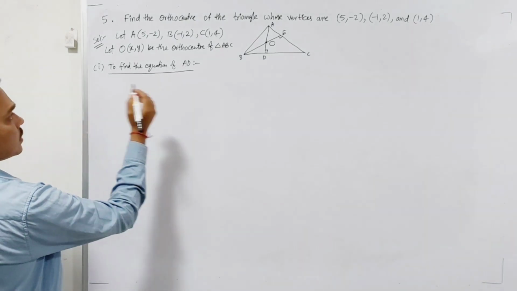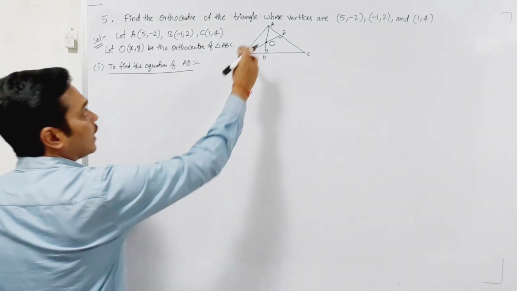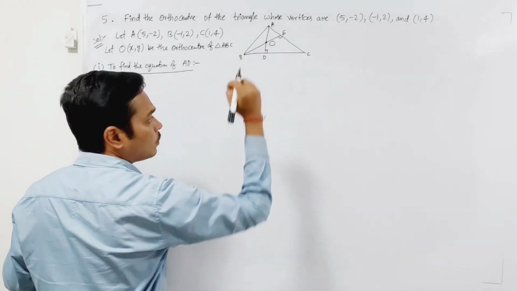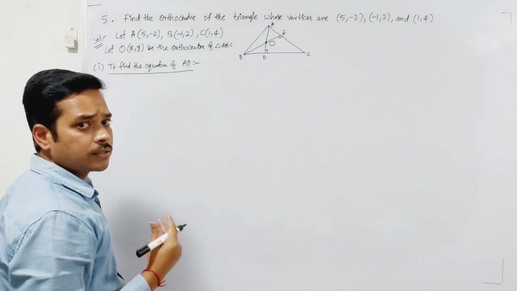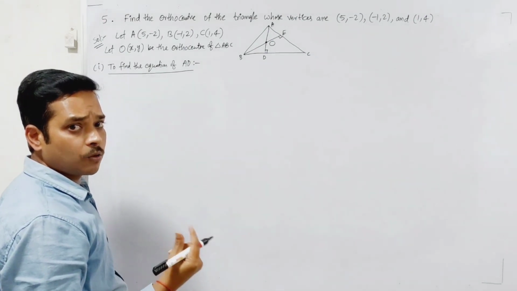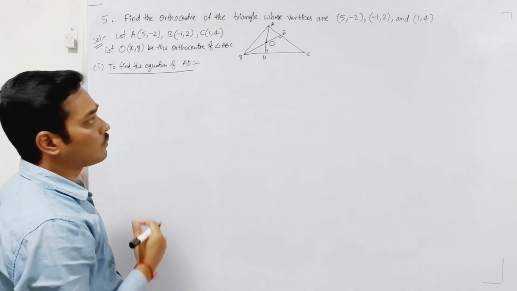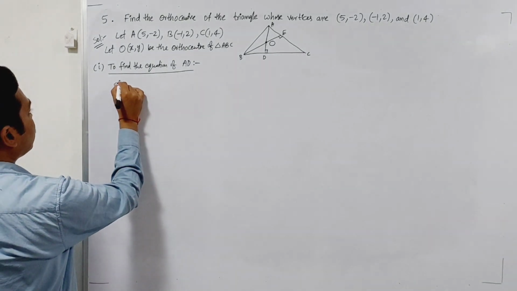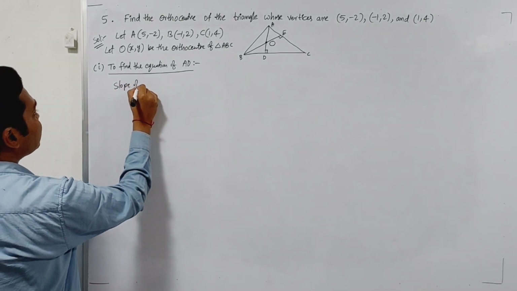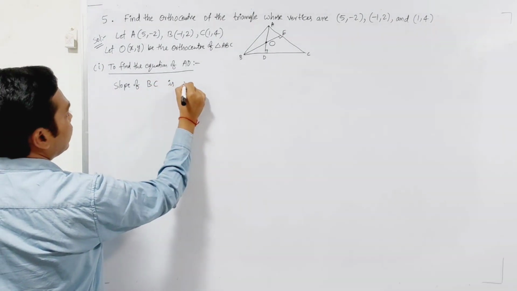First of all, find the slope of BC. Why? Because AD is perpendicular to BC. If any two lines are perpendicular, what is the condition? The product of the slopes equals -1. By using that condition, we can find the slope of AD. First, find the slope of BC, m1.